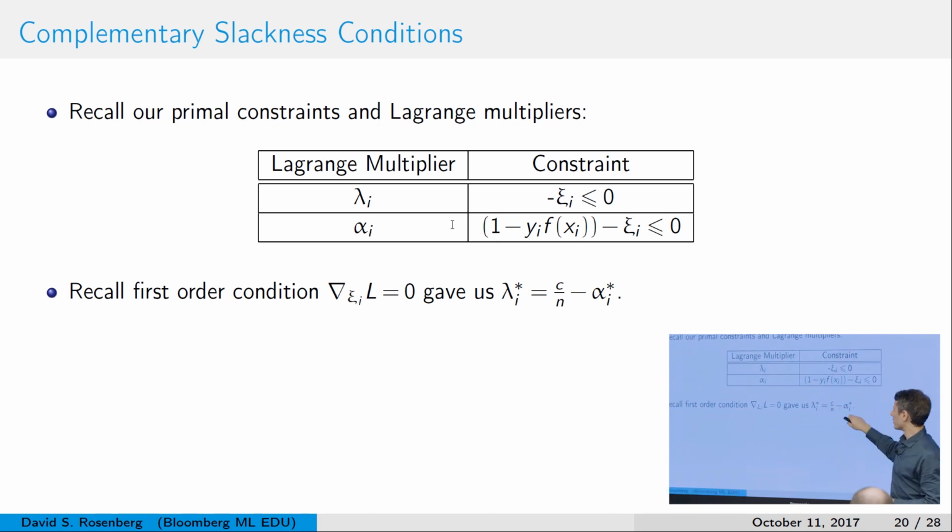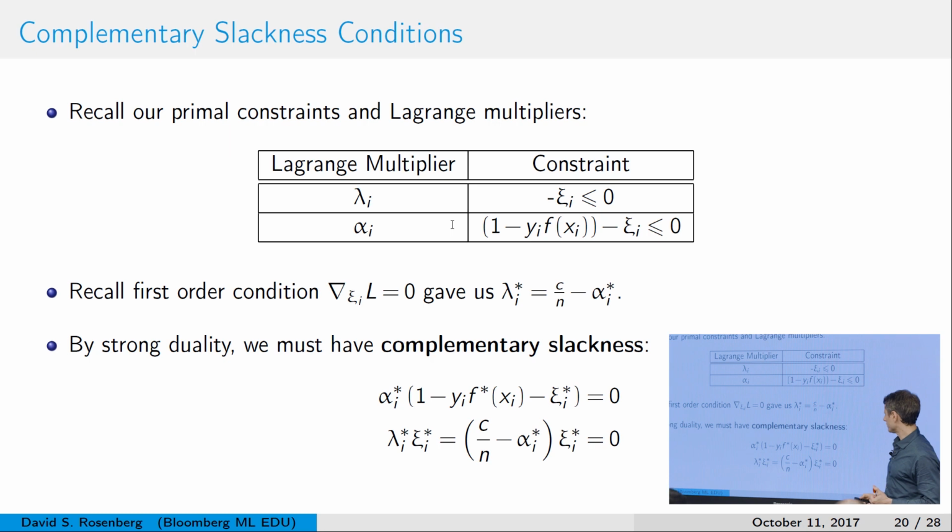Here I'm recalling another one of those first order conditions. If I went back 7 slides or something, we'd find that for optimality, when we computed the gradients to get the dual objective function, we found this relationship between the slack variable and C over n and alpha i star. Fine. And then this will be useful.